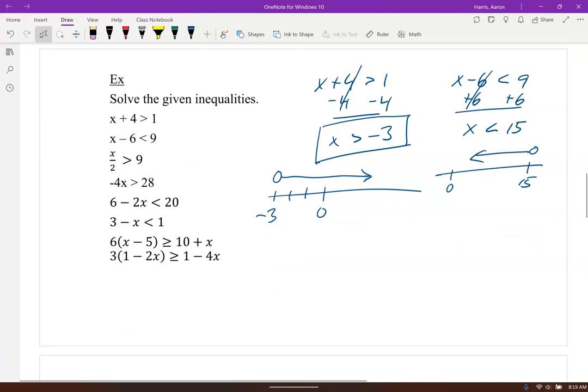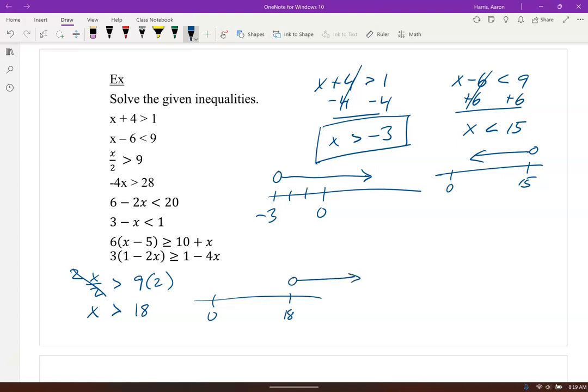So the next one, we've got x over 2 is greater than 9. I'm dividing by 2 right now, so I'm going to go ahead and multiply by 2. Well, that's a positive 2, so the sense of the inequality stays the same. It's still greater than. x is greater than 18. So anything above 18 is true, right?